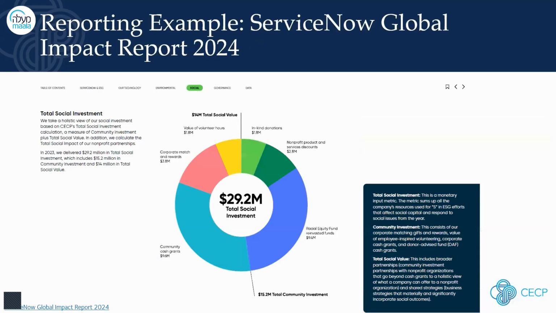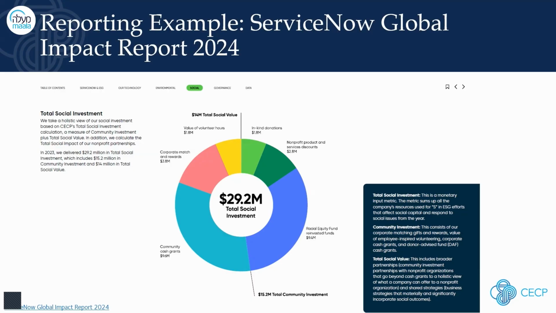A more recent example, ServiceNow and their global impact report for 2024, they put it as a pie chart or a donut chart. That's also a great idea as well, with that full value being in the center and then highlighting sections for particular elements. They have community investment here, for example, and they have $14 million as their total social value. So you can see how this can apply to your reporting externally, as well as what you can do internally with it as well.